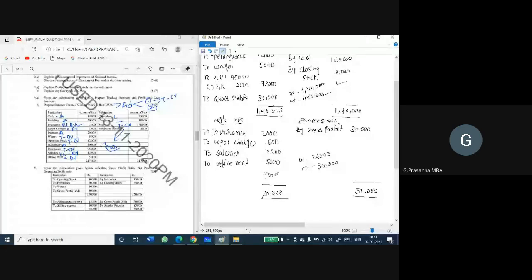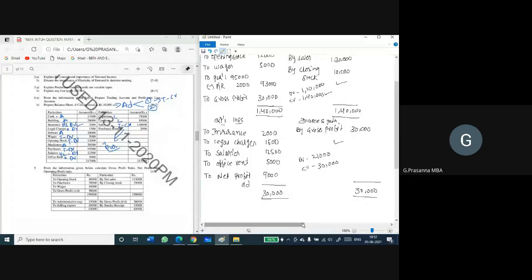This 9,000 we will consider as net profit. Here, if you get the balancing figure on this side, it means you got net profit. Suppose the balancing amount is on the other side, it means you got net loss. So by this we have closed our profit and loss account and trading account. Now we have to prepare the balance sheet.